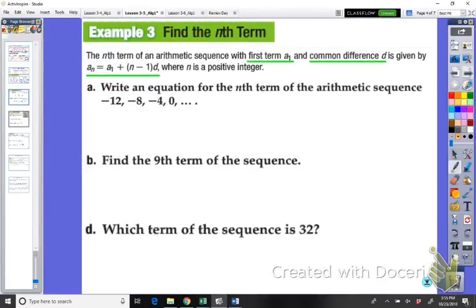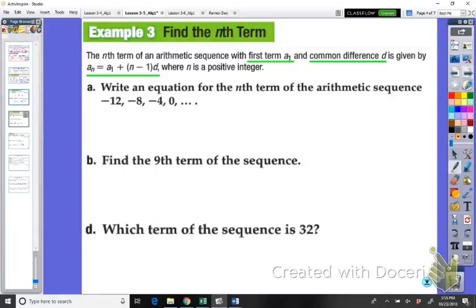And last, example 3, find the nth term. So this means write an equation so that you can find whatever number of the term you're looking for. So if I want the 100th term, I can use this equation to quickly find that. I wouldn't want to keep adding the same number 100 times to get to that term.